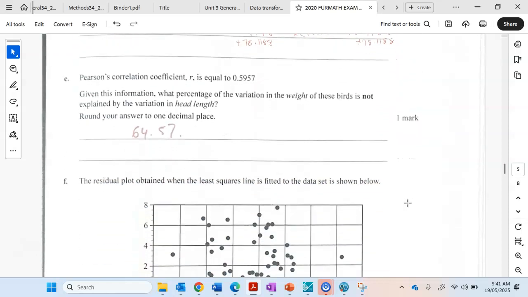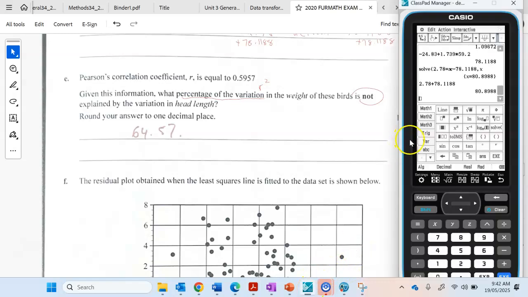Pearson's correlation coefficient R is equal to that. Given this information, what percentage of the variation is... okay. Whenever you see the phrase percentage of variation, it refers to R squared. Sometimes it doesn't explicitly ask for R squared, but when it uses the phrase percentage of the variation, you're only going to see that when you've got to do the R squared value. The thing with this question is it's saying is not explained. It can be either explained or not explained.